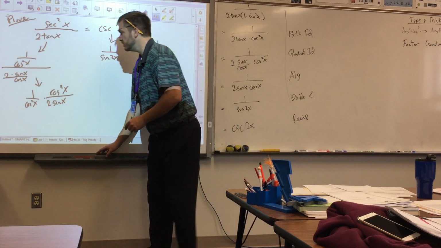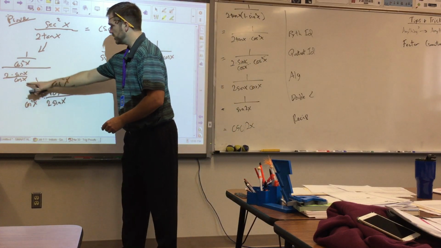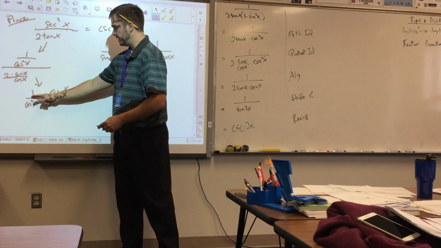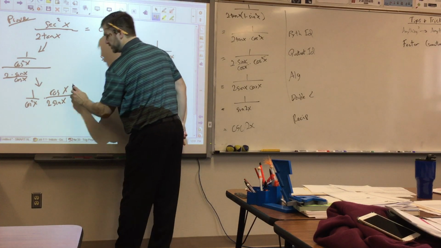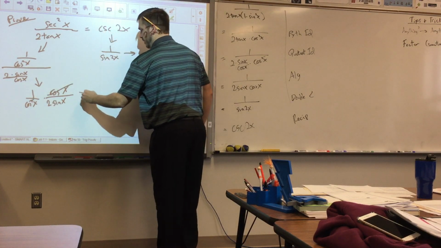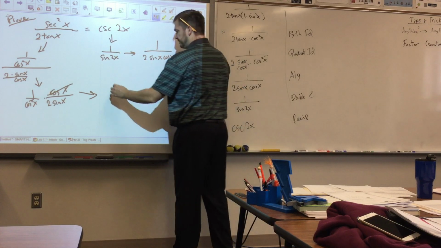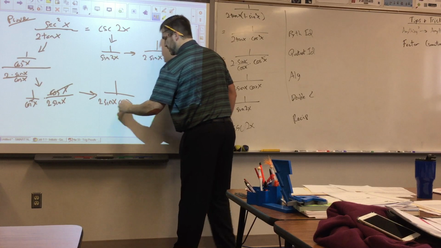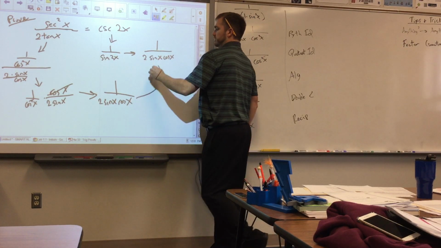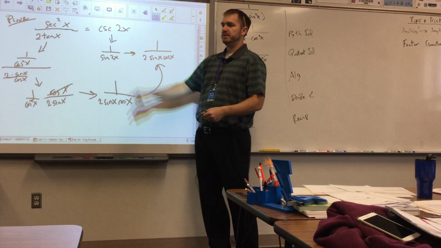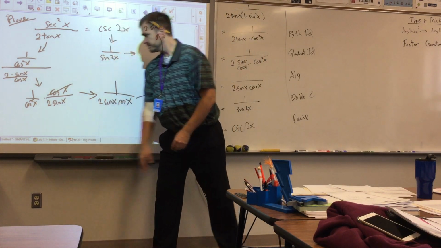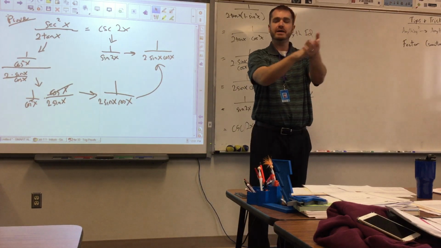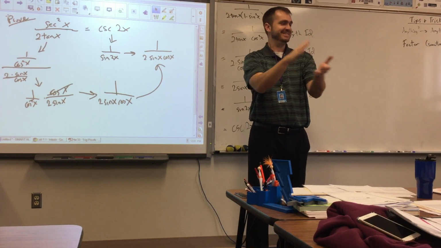Hold on. Something's wrong here. This cosine over here is squared. This first one here is just regular cosine. So I've got 1 over 2 sine x cosine x. Hooray! Which gets me there.